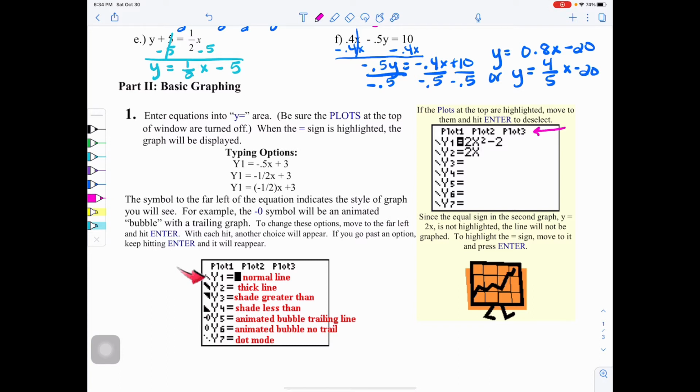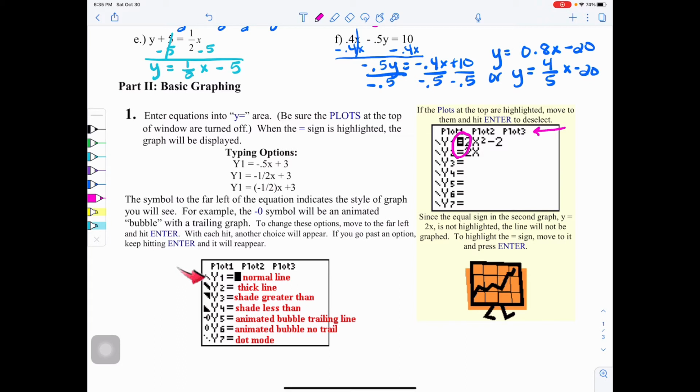Across the top here are plots that are used in later chapters. You want to make sure that none of your plots are turned on. So if the plot is turned on, it will be darkened. As long as there's not a dark background behind it, those plots are turned off. Similarly, if you look at these two equal signs, notice that the one equation has a darkened equal sign.